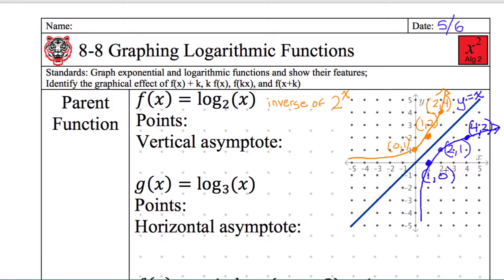All right, so let's write down some points on log base 2. Log base 2 has 1, 0, 2, 1, and 4, 2.